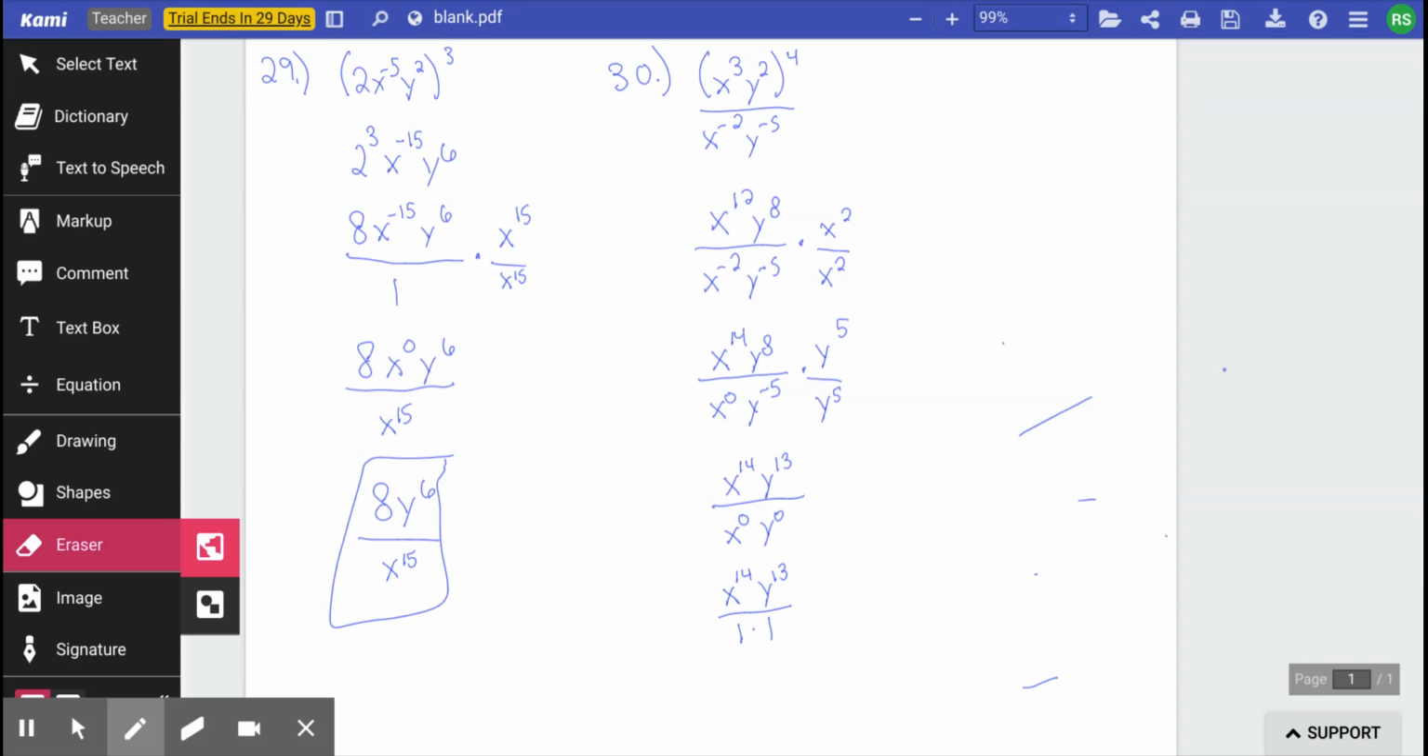over 1 times 1. We don't need to write that in the denominator, which gets us a final simplified expression here as x to the 14th, y to the 13th.